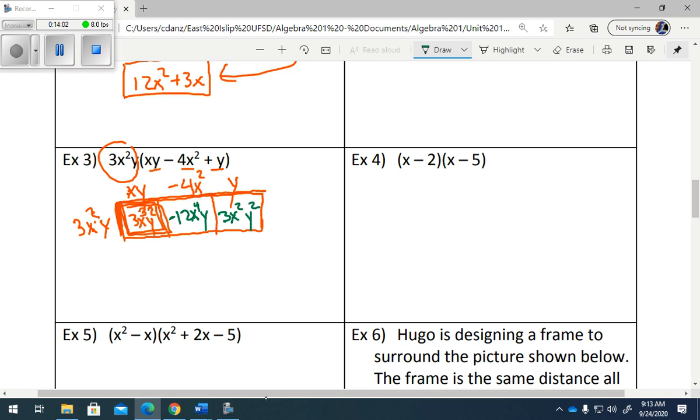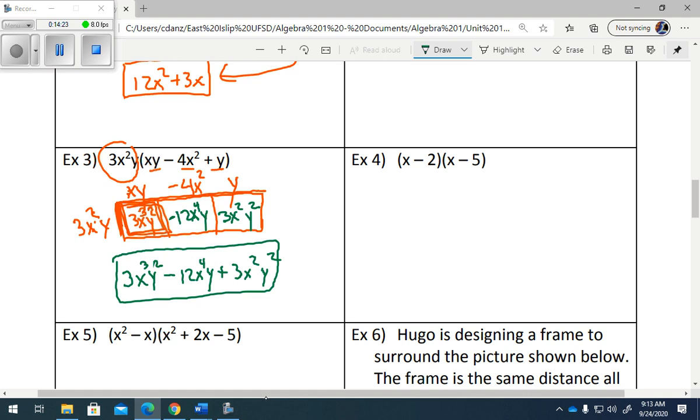The answer is the sum of those pieces inside the boxes. So 3x to the third, y to the second, minus 12x to the fourth, y. And then since this is a positive, I put plus 3x to the second, y to the second. And that's your answer. So again, this is using the box method. Back in my day, we would distribute. You get the same answer though.